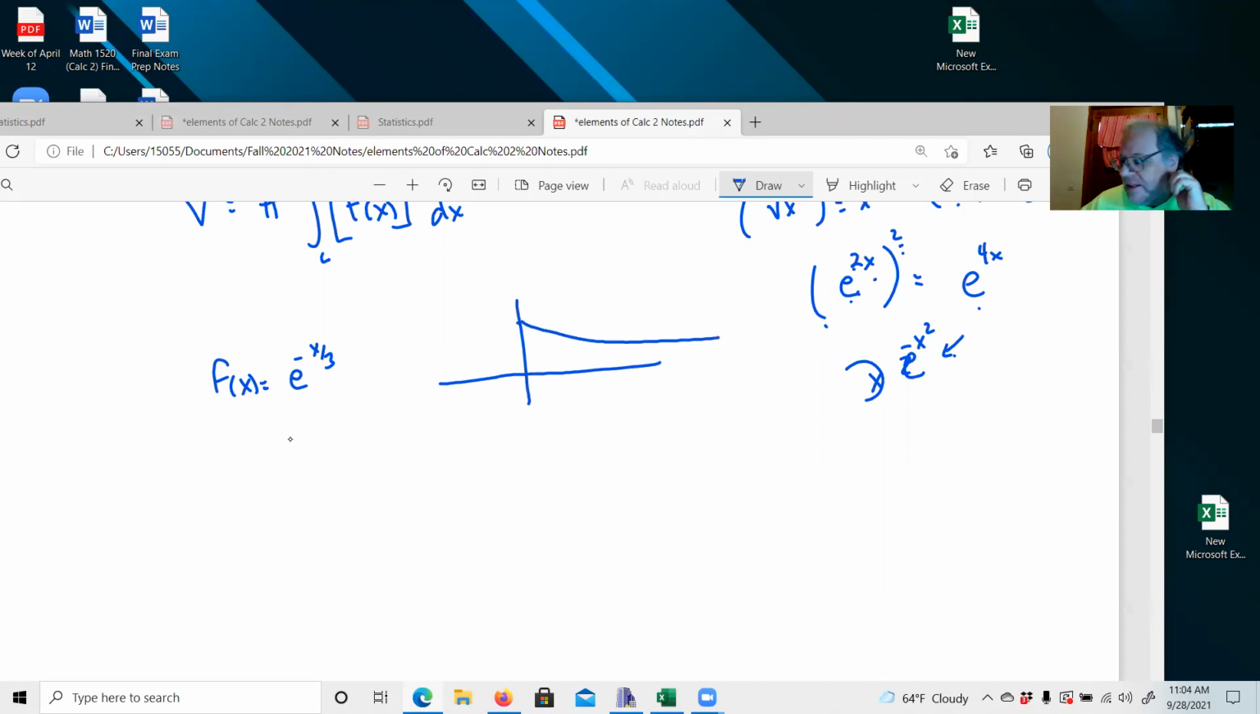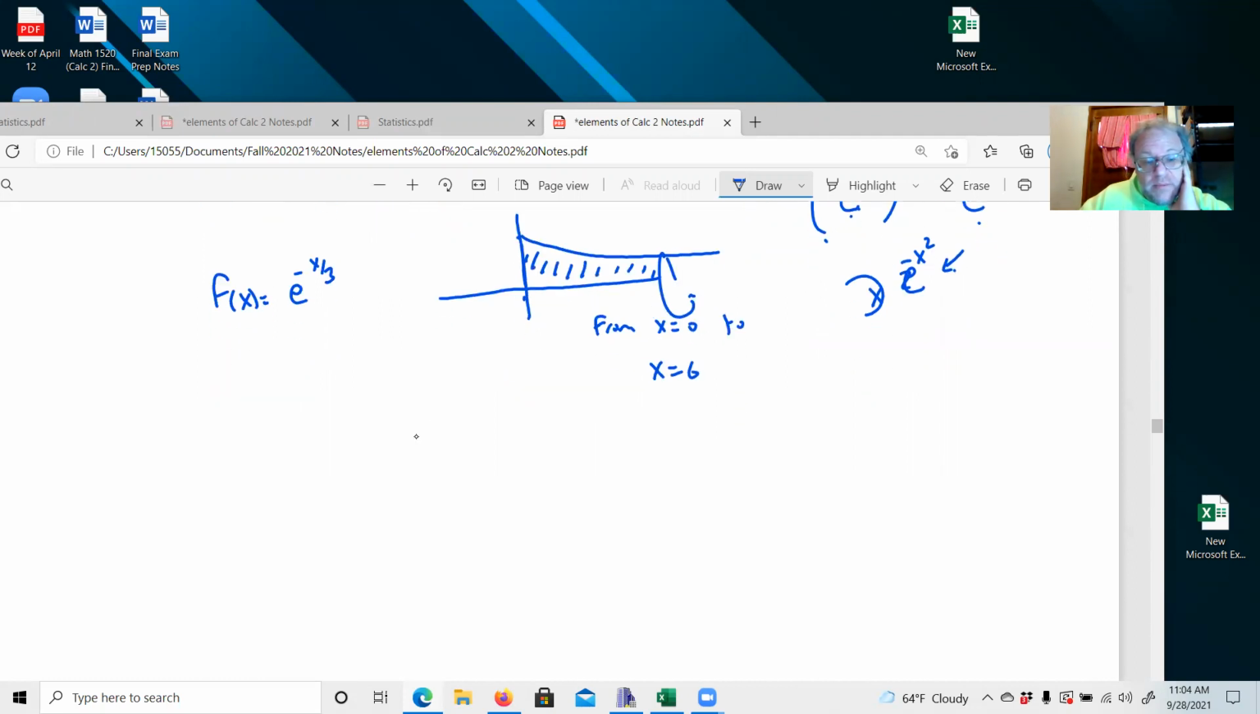Okay, that's what e to the negative x looks like. And let's go from x equals 0, that's here, to x equals 6, somewhere here, okay? So we're taking this and rotating it around. That's the kind of question your book is going to ask, all right?